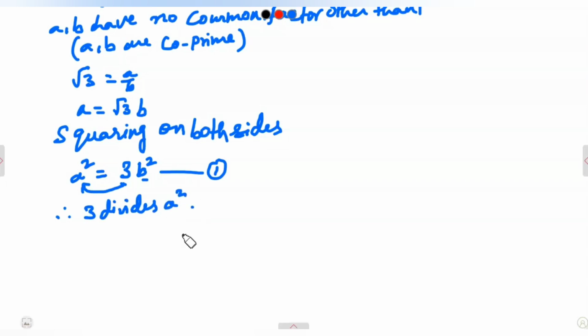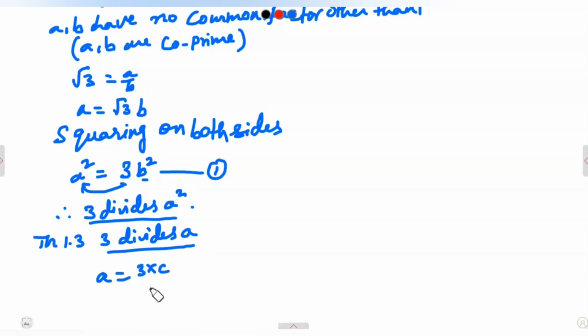If 3 divides a square, by theorem 1.3, what we have learned in the previous video, it says that if p divides a square, then p also divides a. So applying theorem 1.3, 3 divides a also. Now if 3 divides a, that means a is a multiple of 3, so a is equal to 3 into some integer c, where c is an integer.